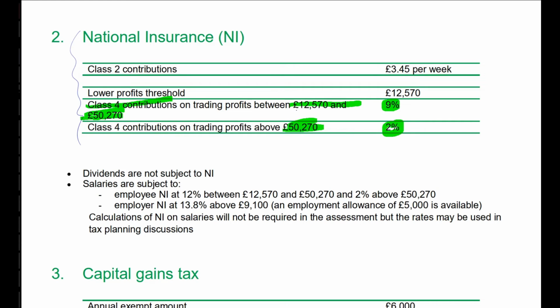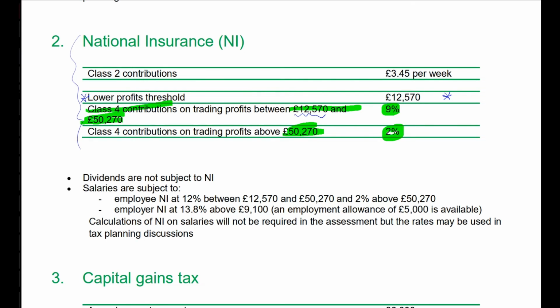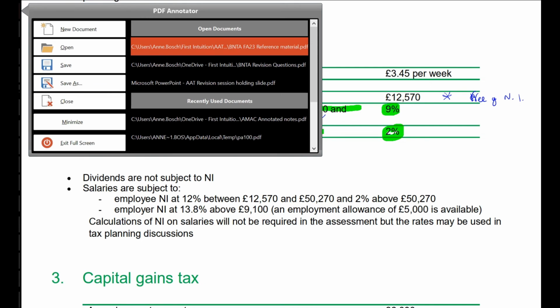It's that profits below 12,570 don't have any national insurance at all. So we have a national insurance free bit, and it does actually mention there, doesn't it, the lower profits threshold. It doesn't say up to 12,570 is at 0%, but it references a lower profits threshold, which means that that much is actually free of national insurance. So it's only profits in excess of 12,570 that will have national insurance on them. So now I've got those two figures available to me. Let's get on with the question.